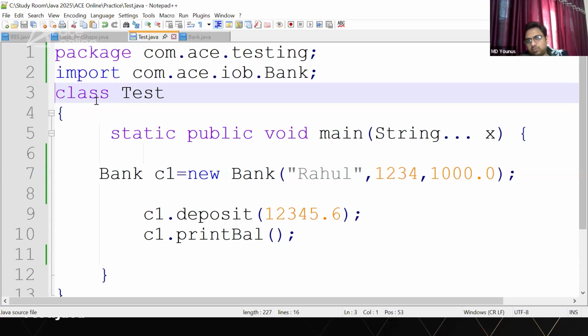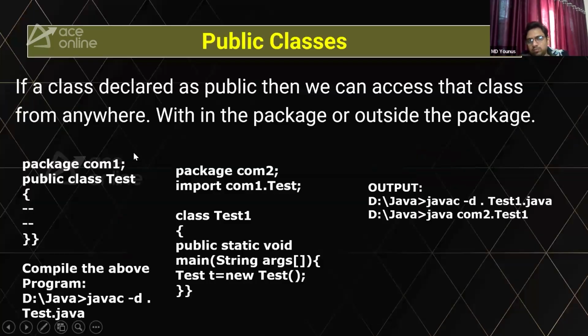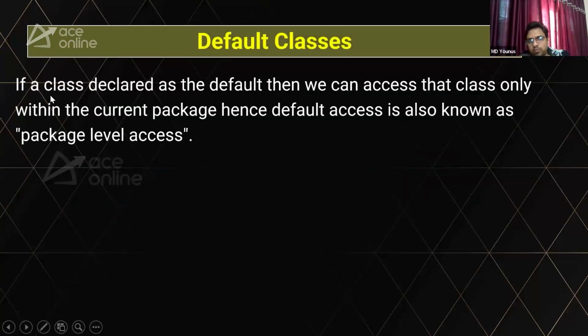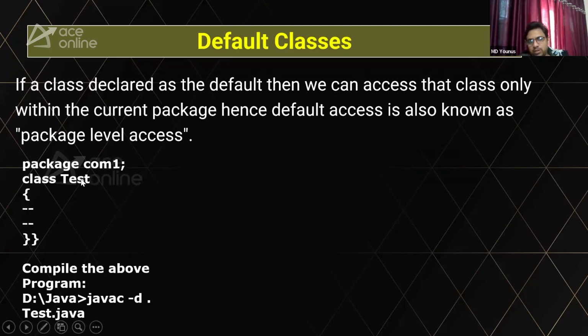So now let's see what if the class is default. If your class is declared as default, meaning no access modifier, then that class can only be accessed within the current package. Hence, default access is known as package level access. Let's say we have test in com1, and I have not used any modifier here. Where can I use this test class? In com1 only. Correct, Navya. Do you all agree that I can use this in com1 only? Can I use it in com2, com3 or anywhere else?